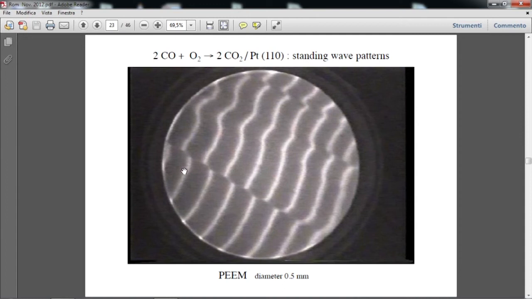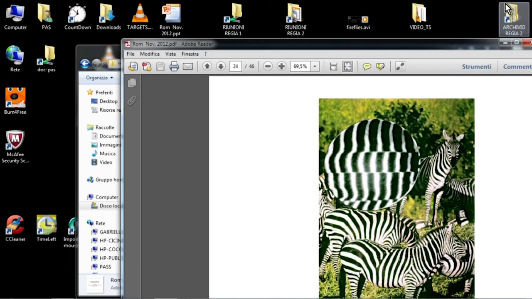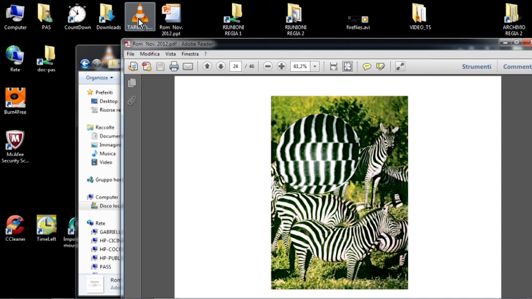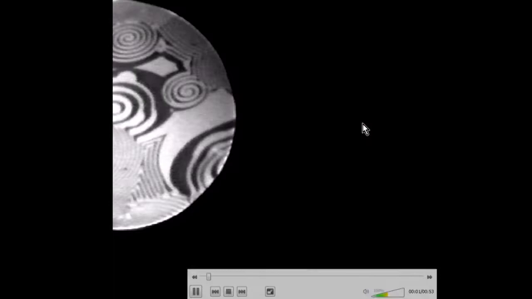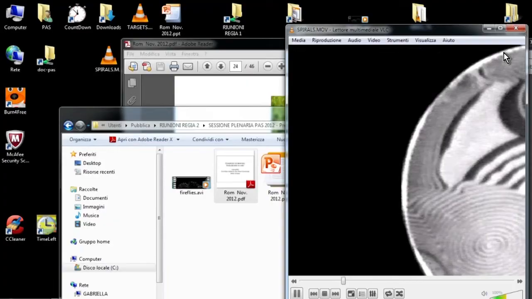Next figure. Yeah. This reminds me of pattern formation in nature. And still another example from nature. Next film. Film number two. No. Film number two, this is three. Incredible.